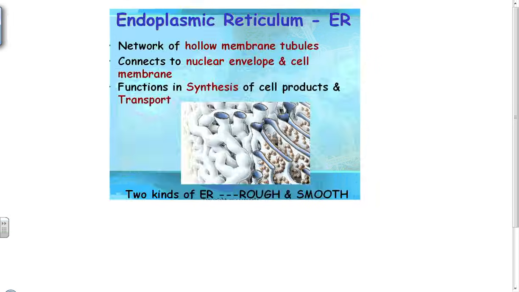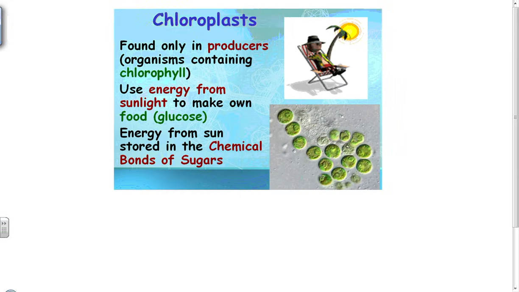The next organelle is the endoplasmic reticulum, or the ER. It is a hollow membrane with tubes. It does connect to the nuclear envelope and the cell membrane, and it helps in the synthesis of proteins because the ribosomes are actually located on the rough ER. You see them right there in the picture. It also helps transport proteins. So you have two kinds of endoplasmic reticulum. You have the smooth and the rough. The rough is where the ribosomes are, where proteins are synthesized.